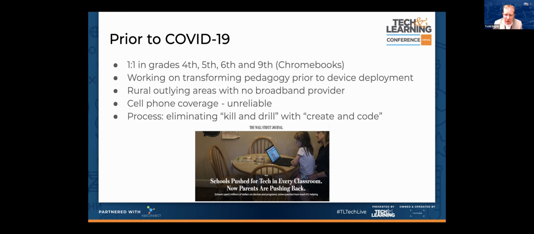And so even prior to COVID, this headline right here, I have this article printed, I read it from time to time, and it was talking about how schools push for tech in every classroom, and now parents are pushing back because they were not seeing the results. And I would say the technology is not to blame. It is not because they chose iPads instead of Chromebooks. Well, if they would have chosen Chromebooks, it would have been better. But it was the lack of transforming your teaching, which is at the heart of any one-to-one conversion.